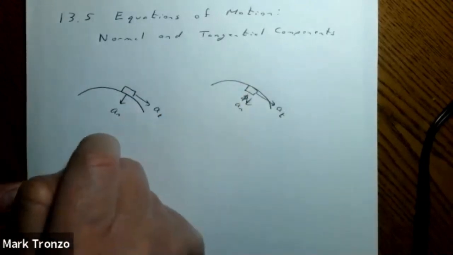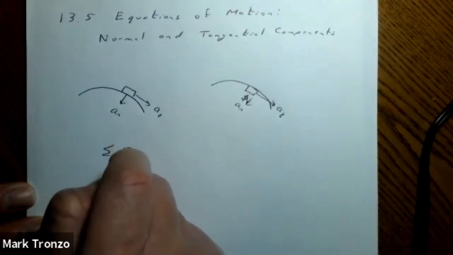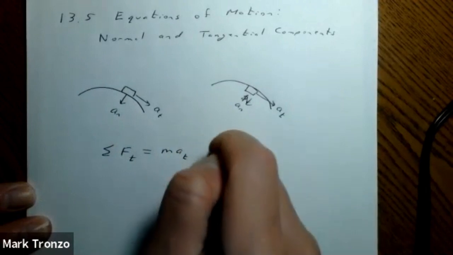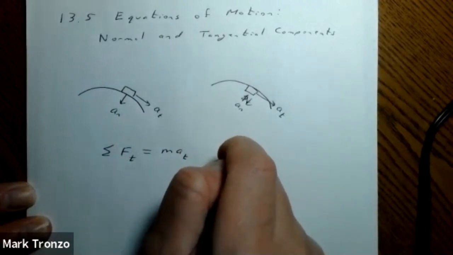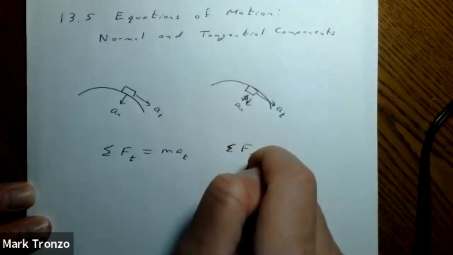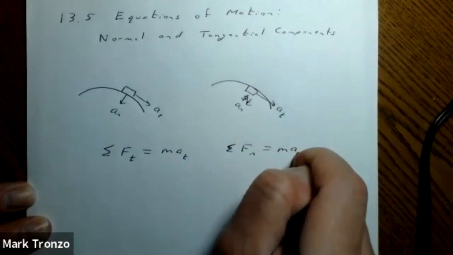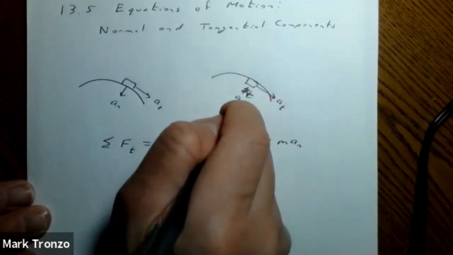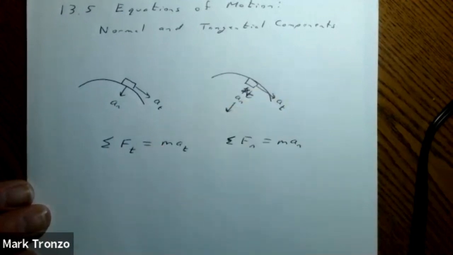And just like before, we're going to have F_t equals m a_t, and F_n equals m a_n. Like I said up here, you can maybe show it this way.